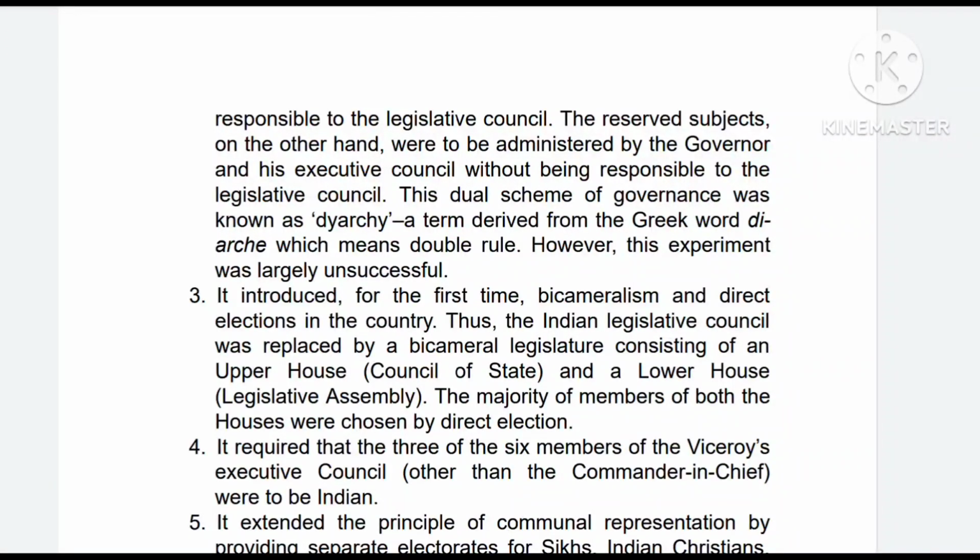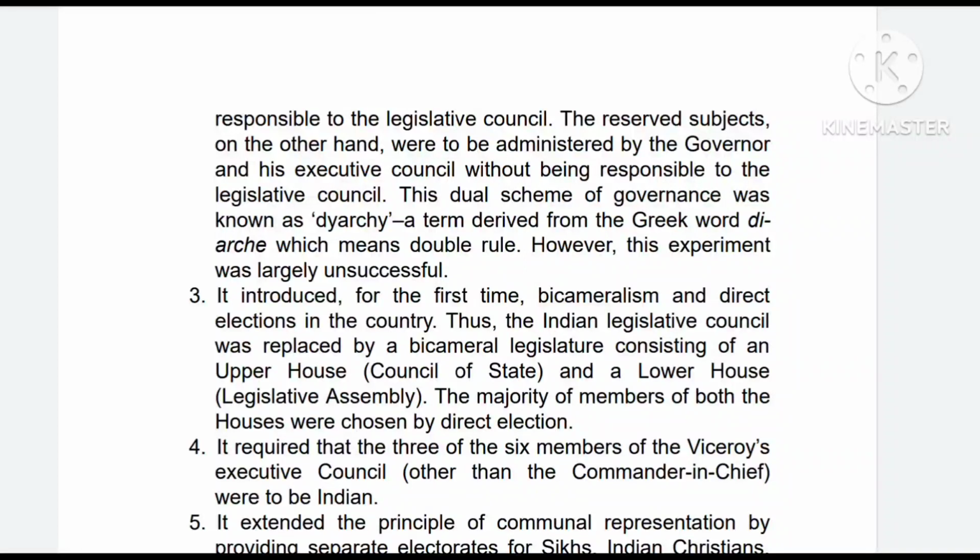Number 3. It introduced for the first time bicameralism and direct elections in the country. Thus, the Indian Legislative Council was replaced by a bicameral legislature consisting of an upper house, the Council of State, and a lower house, the Legislative Assembly. The majority of members of both the houses were chosen by direct election.